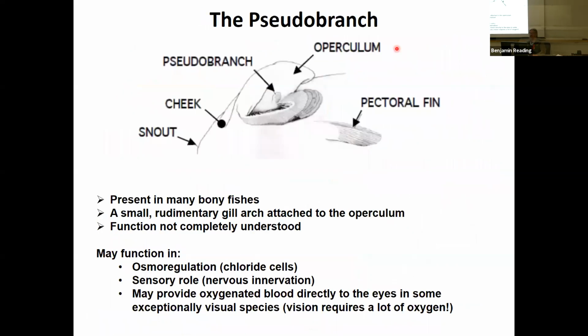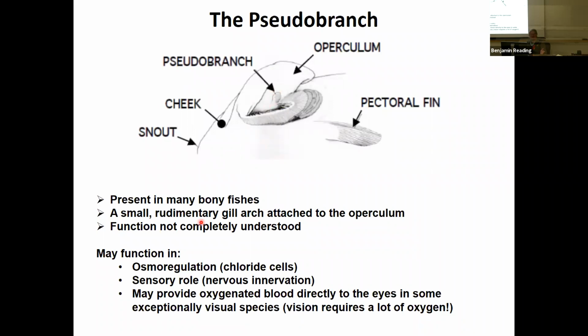And it's about chemistry. So, some other interesting things about fish. The pseudobranch, I talked about this in lab. If you open up the operculum like this, here again is a bony fish. One, two, three, four gill arches, right? Here's the head of the fish. Here's our pectoral fin. And sometimes there's this little flap here, what we call the pseudobranch. It kind of looks like a miniature gill arch. It's present in many bony fishes, a small rudimentary gill arch attached to the inside of the operculum.